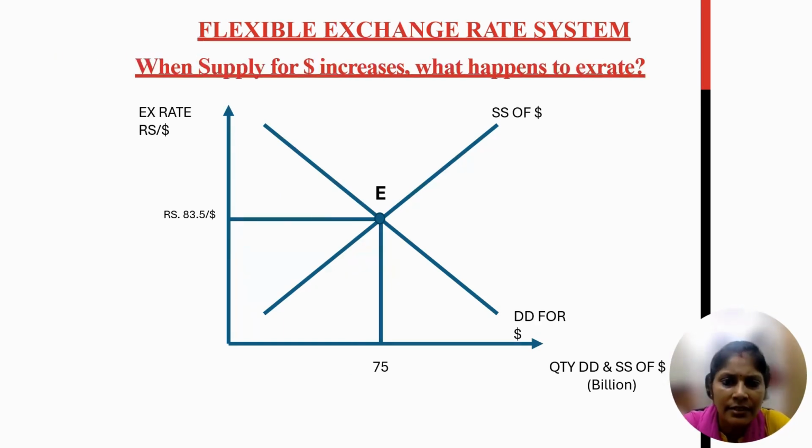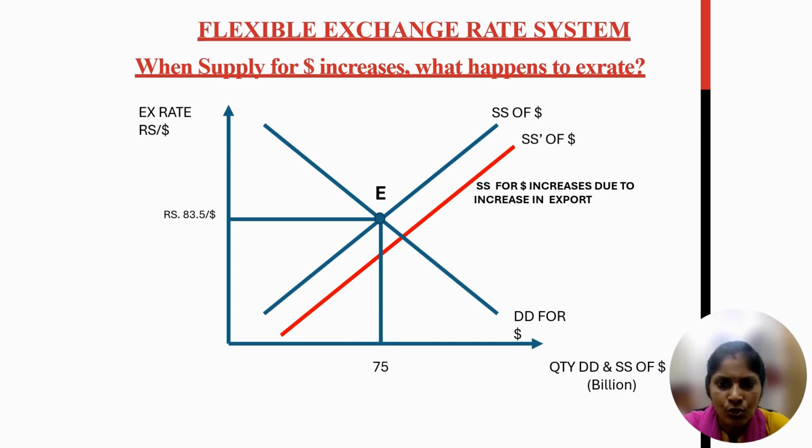In this slide, we would like to explain the changes in the exchange rate due to the effect of the increase in the supply for dollars. So the existing supply and demand are in equilibrium at point E, and at the exchange rate 83.5 rupee per dollar and 75 billion dollars quantity demanded and supply. So now assume that the supply for dollar increases to SS dash of dollar, and this is due to the increase in exports of goods and services.